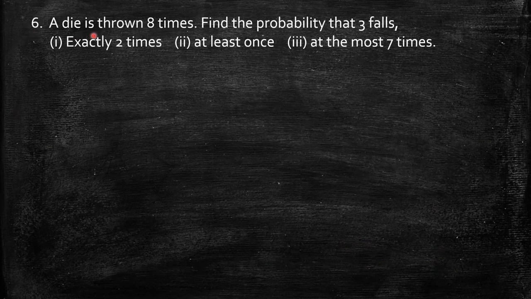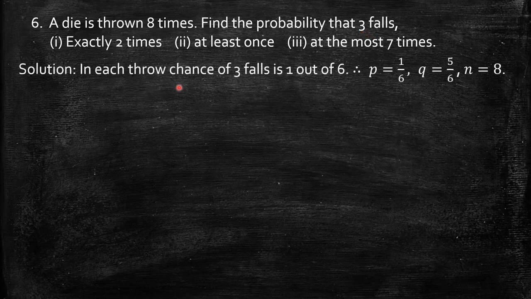Problem number 6. A die is thrown 8 times. Find the probability that 3 falls exactly 2 times, at least once, at the most 7 times. Here we want to first find the probability of getting 3 in throwing a die. So in each trial, while throwing a die, we have 6 possible outcomes, 1 to 6. In that, getting 3 is 1. So therefore, in each throw, the chance of 3 falls is 1 out of 6. That means P is 1 by 6.